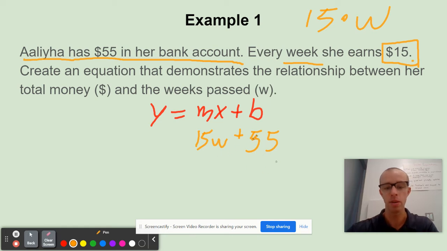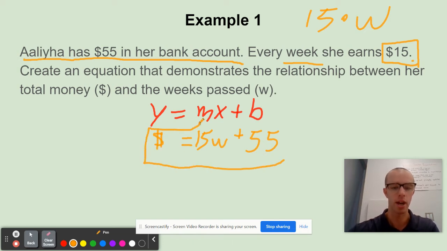So now 15W plus 55, well, what does that equal? Well, that equals Aaliyah's total money. And we know, based on the equation, to represent her total money with the $ sign. And so now I have my full equation here. I have the $ sign, which represents her total money. So Aaliyah's total money is equal to 15 times the amount of weeks plus 55. All right, and so we could use this to solve. And in the next lesson, that's what we'll do.